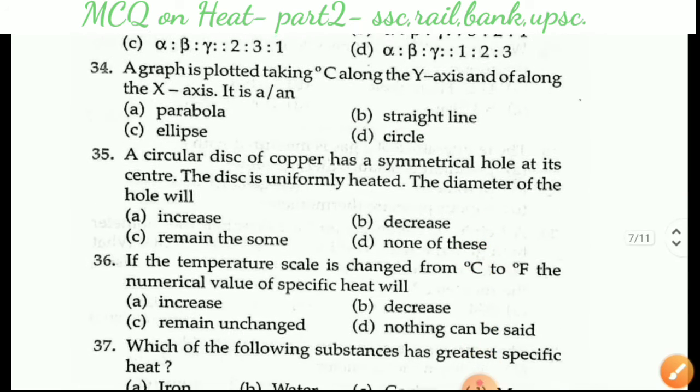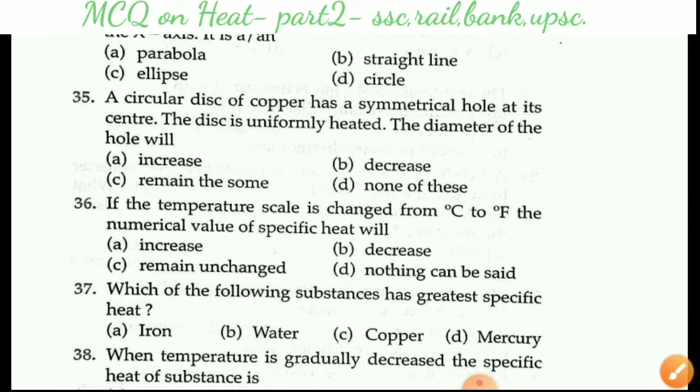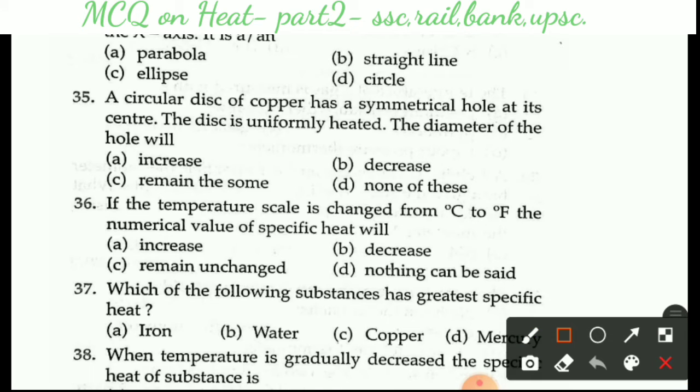Next question is question number 35. A circular disc of copper has a symmetrical hole at its center. The disc is uniformly heated. The diameter of the hole will A: increase, B: decrease, C: remain the same, D: none of these. Right answer is A, increase.